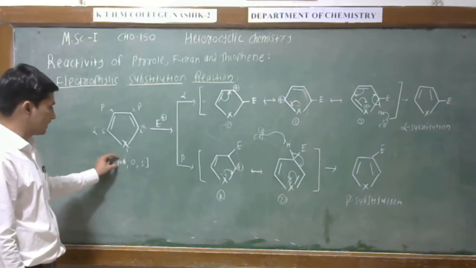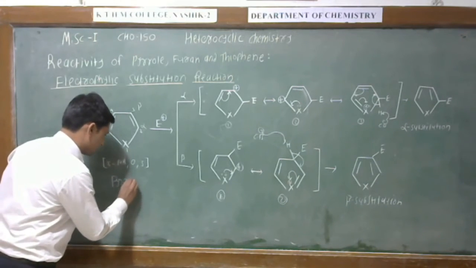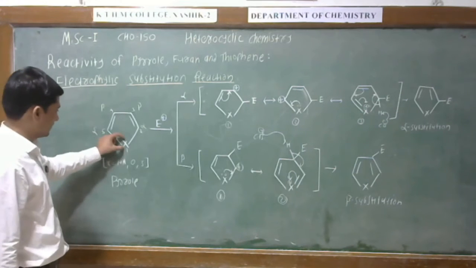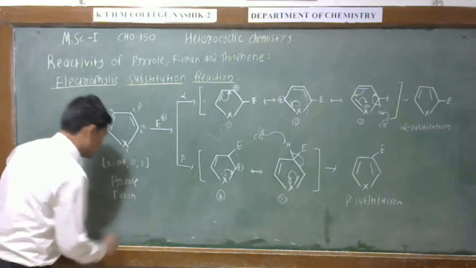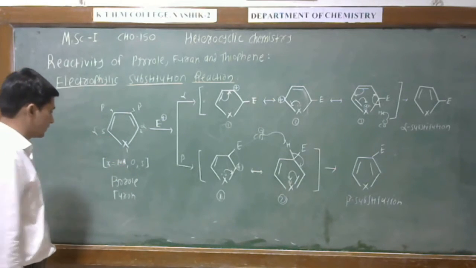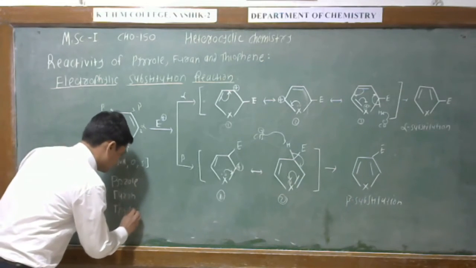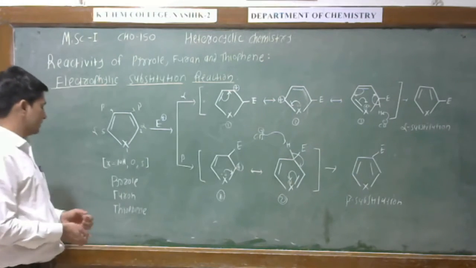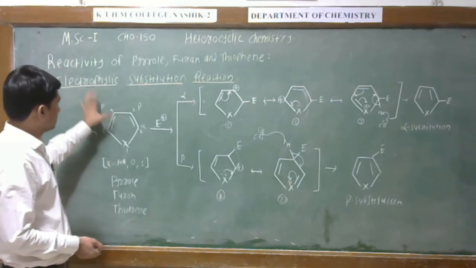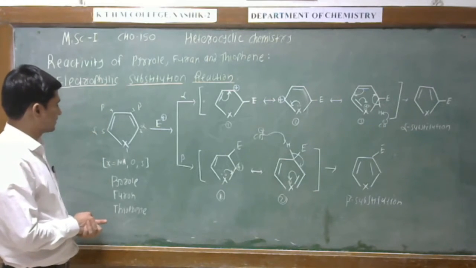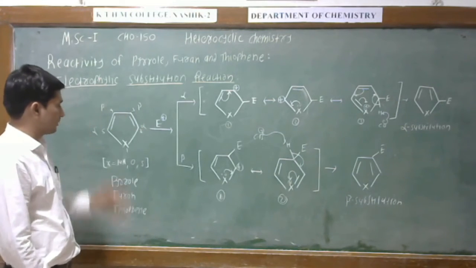If this X is replaced by NH, then it becomes pyrrole. If we replace this X with O, then it will be furan, and if we replace this X with S, then it will be thiophene. So we can say that in pyrrole, furan and thiophene, if electrophilic substitution reaction takes place, then the electrophile is substituted either at alpha position or at beta position.